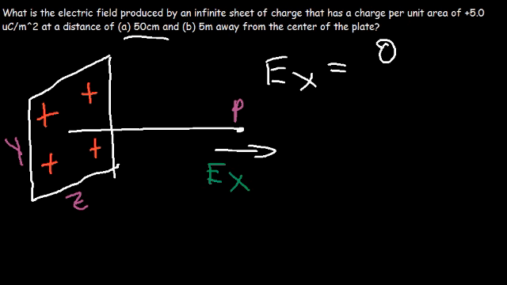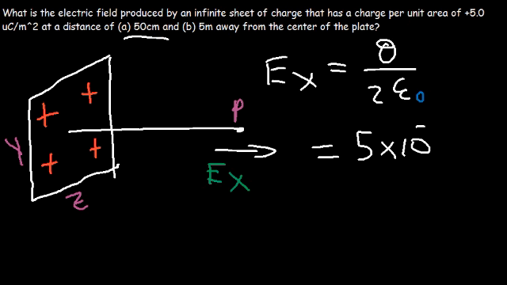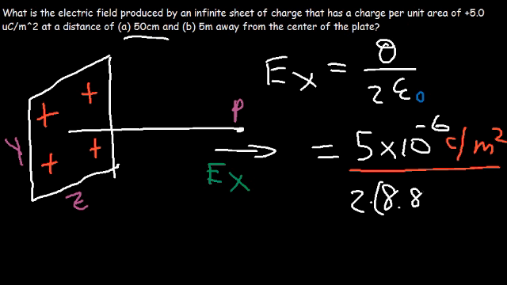And it's equal to the charge per unit area divided by 2 times epsilon sub naught. We have the charge per unit area. It's 5 microcoulombs per square meter, or 5 times 10 to the minus 6 coulombs per square meter, divided by 2 times epsilon sub naught, which is 8.85 times 10 to the minus 12. So it's a very simple formula to use.